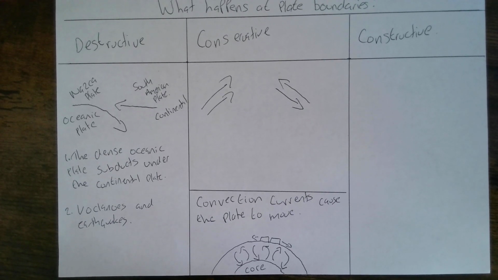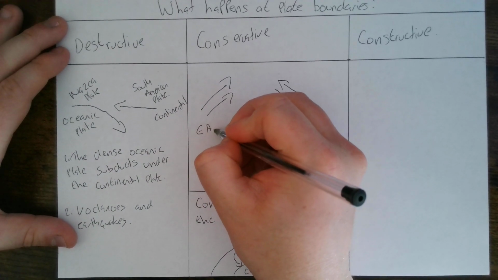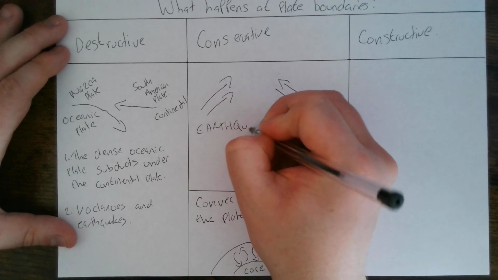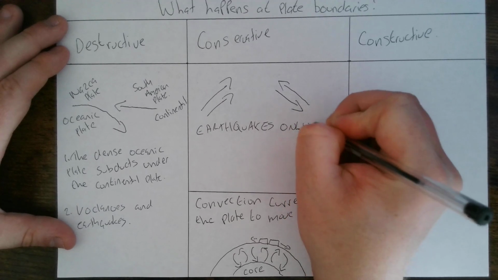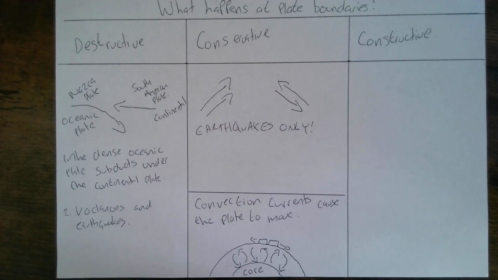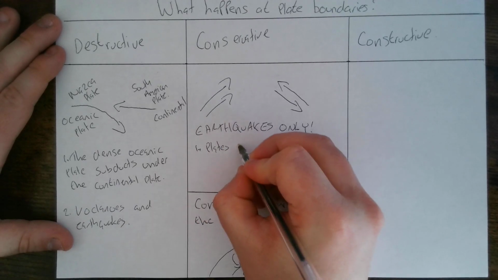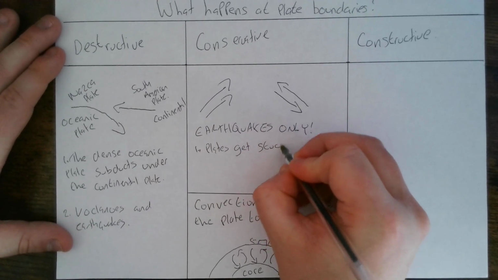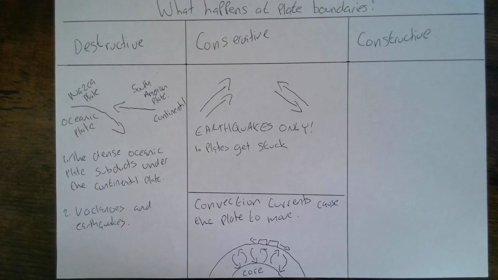Now the main difference here between the conservative and the destructive is it creates earthquakes only. I'm going to write that in big letters so we remember that that is earthquakes only. And the reason for that is because we get no magma here. There is no magma. Now, as the plates move, they get stuck. As they are moving past each other, the plates get stuck. Now, that's because they are moving at different speeds. Alright, so they will get stuck.